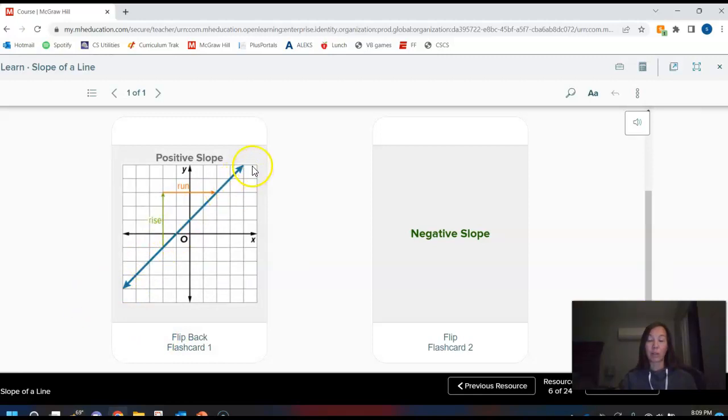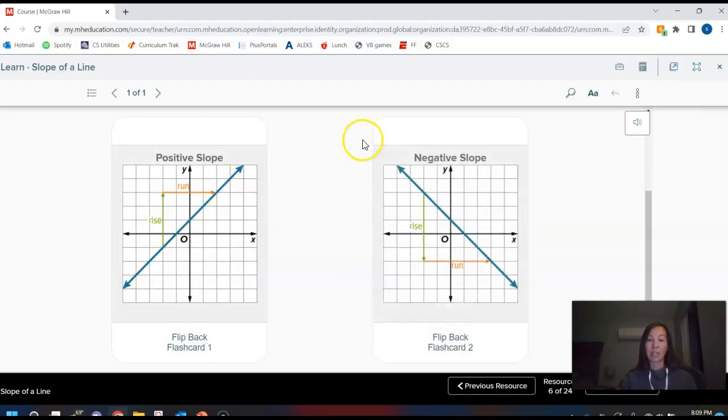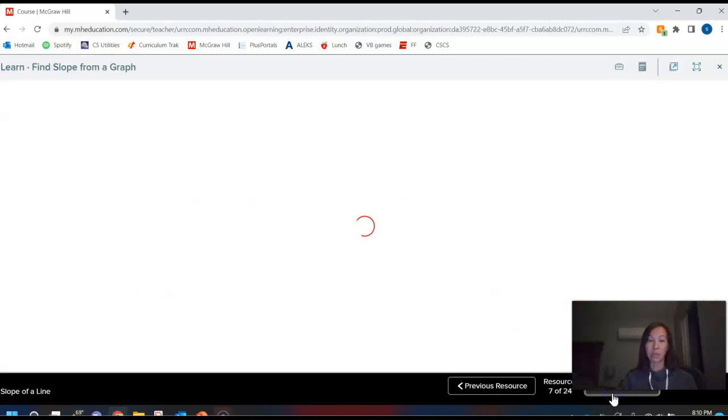From left to right, they are going up. Lines that have a negative slope will always look like this. From left to right, they are going down. So you should know that if you see a line going in this direction, the slope is positive, or if you see a line going in this direction, that the slope is negative.